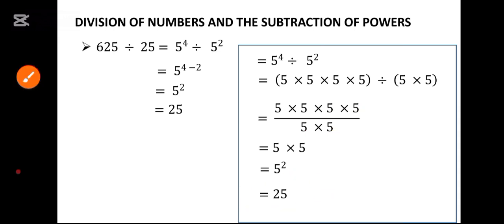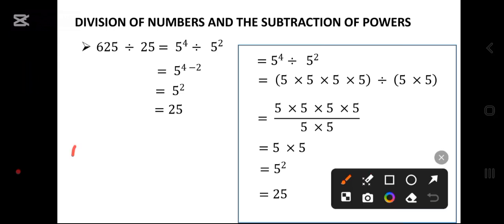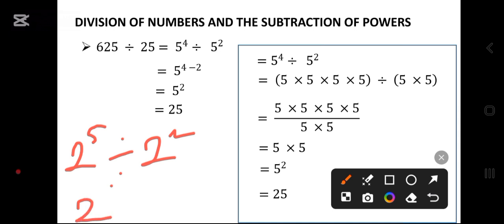So let's take another example. Let's say 2 raised to power 5 divided by 2 raised to power 2. Since the bases are the same, we take one of the base, which is 2. We subtract the powers. We have 5 minus 2. What do we have? We have 2 raised to power 3.